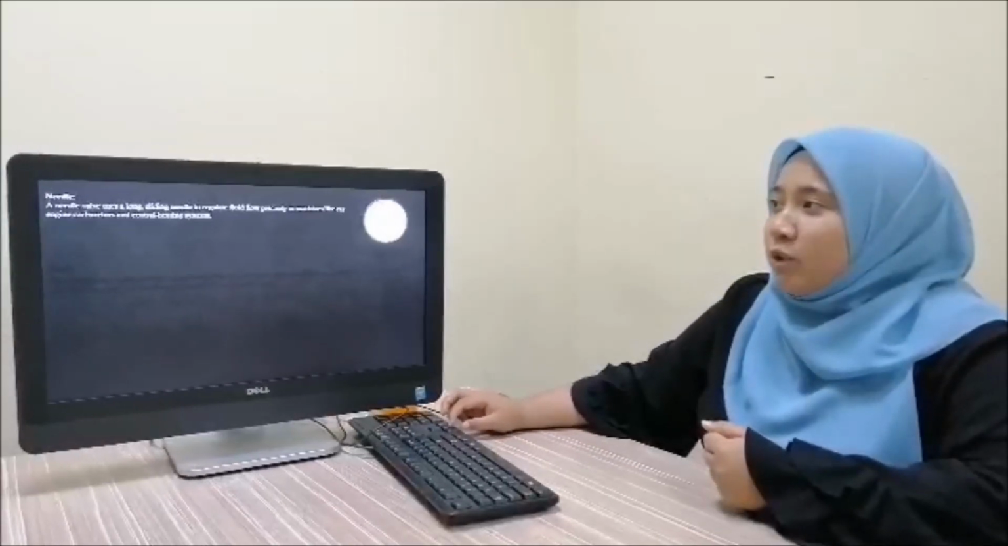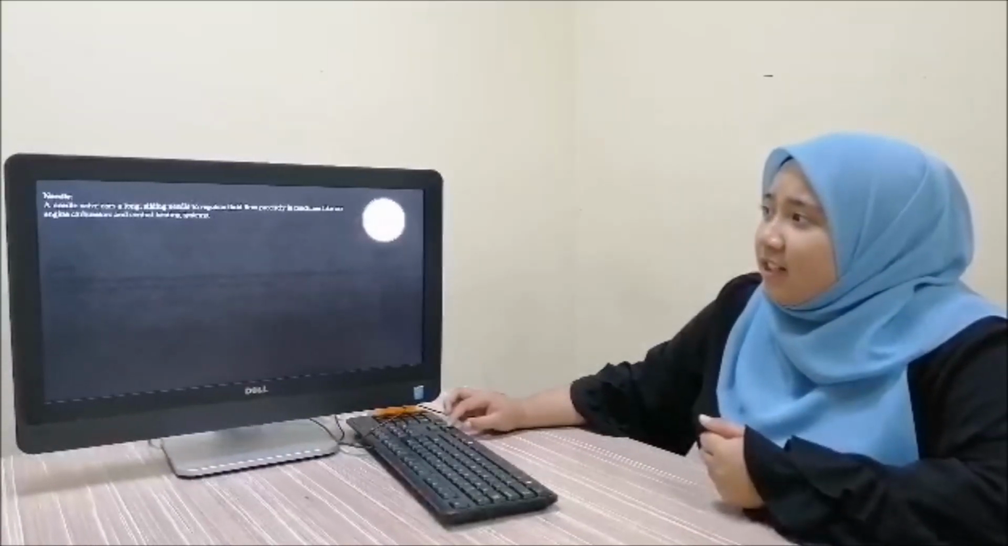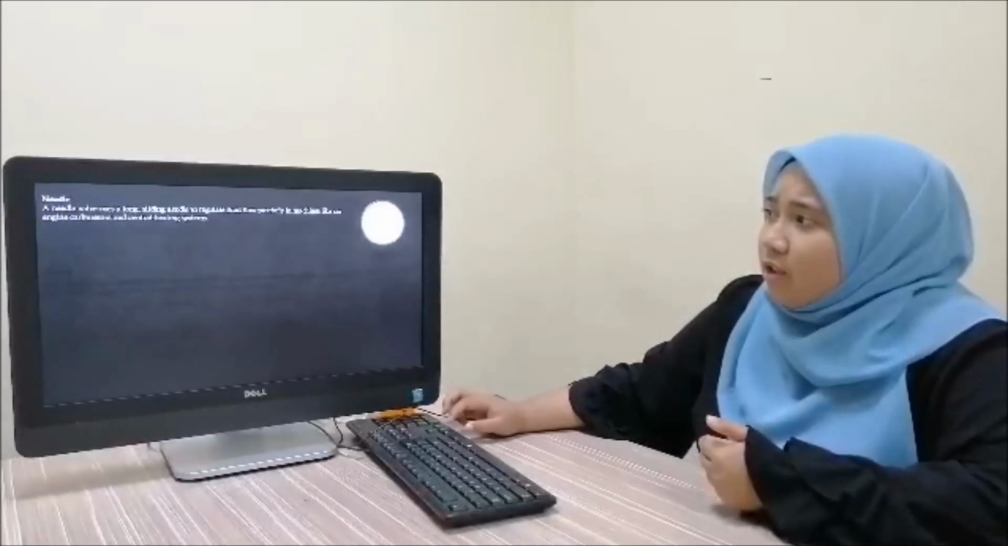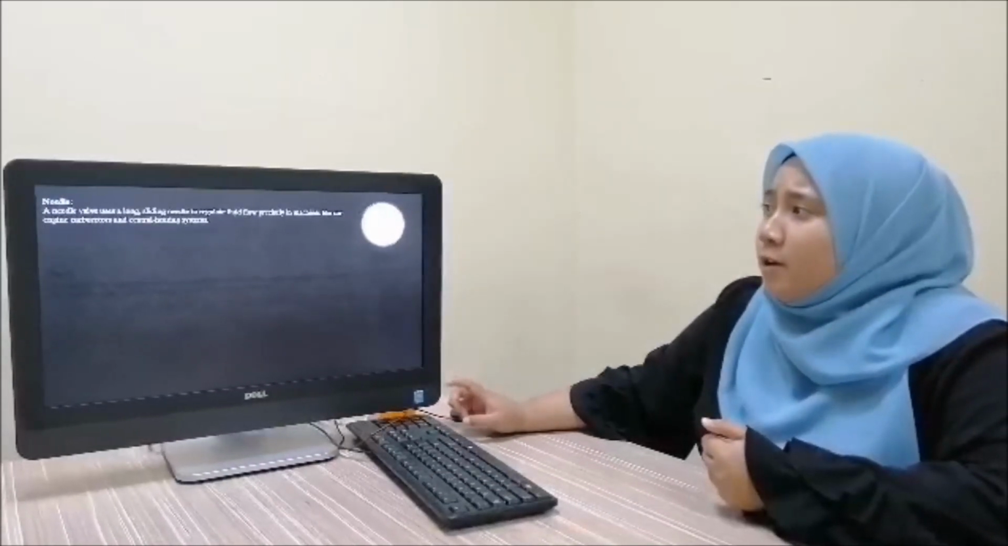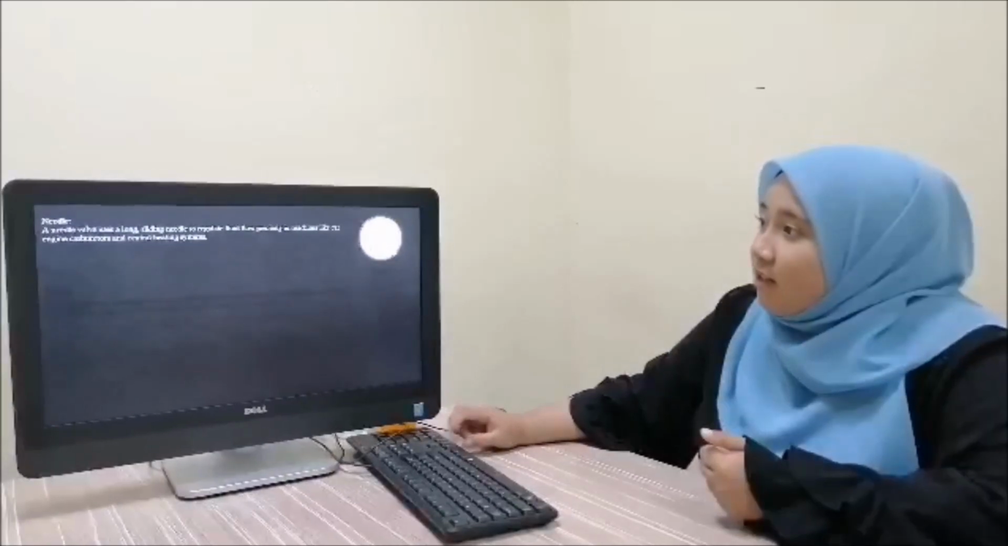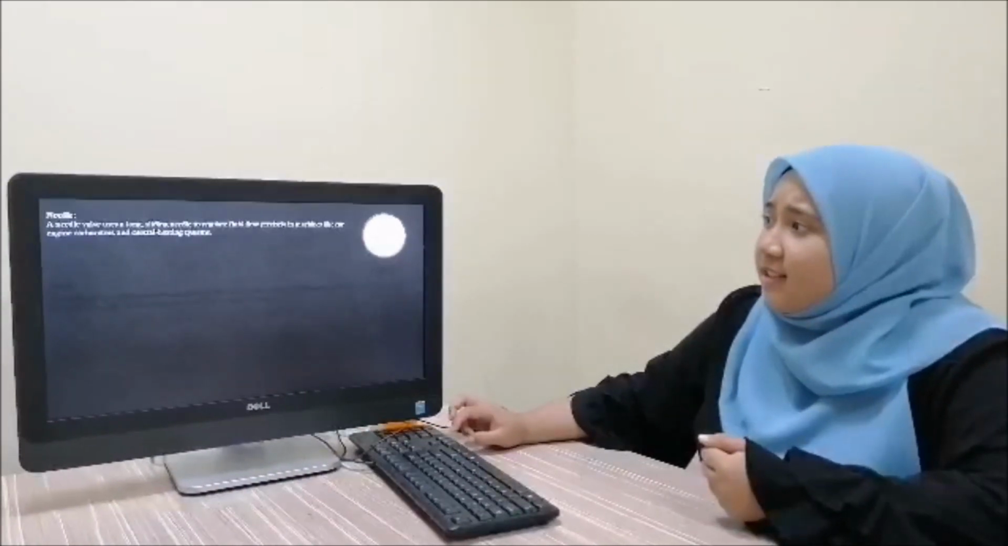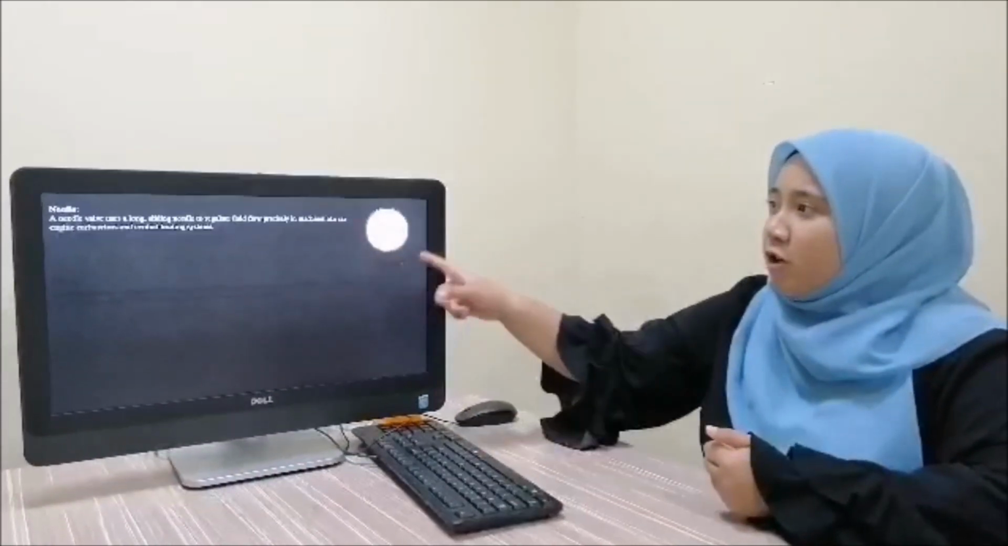Needle. A needle valve uses a long, sliding needle to regulate fluid flow precisely in machines like car engines, carburetors and central heating. This is a picture of a needle valve.